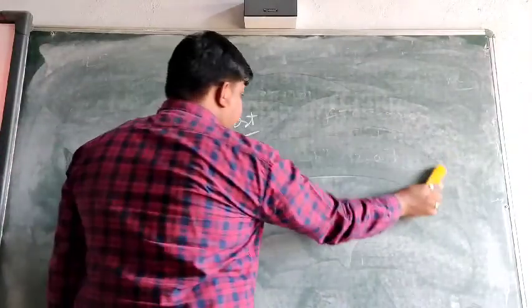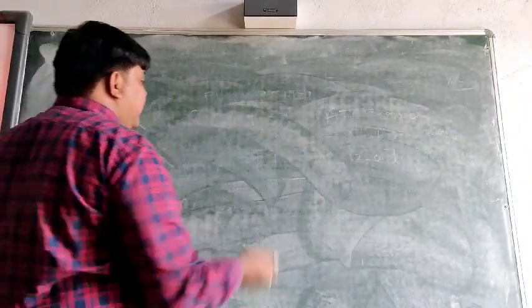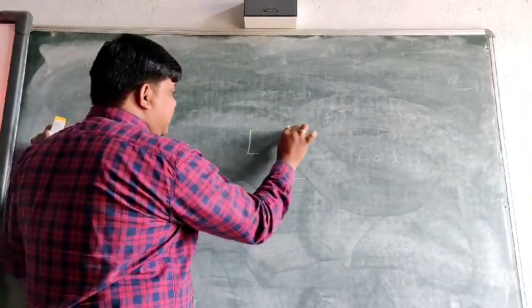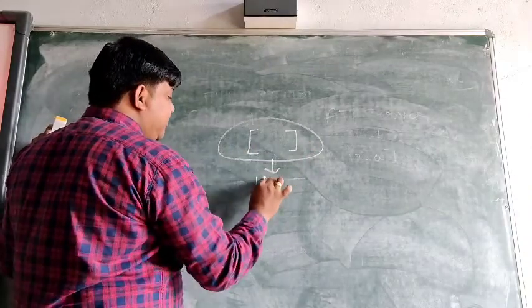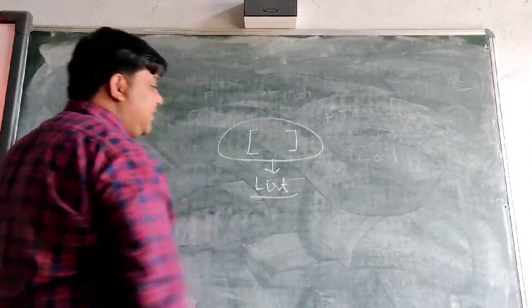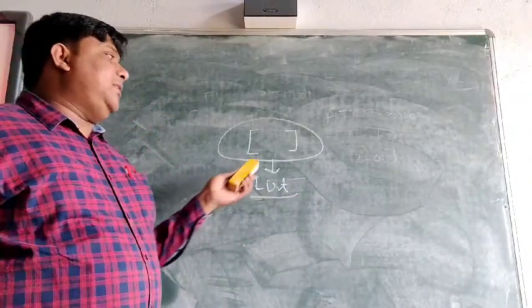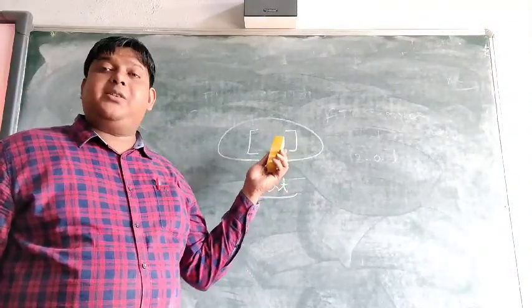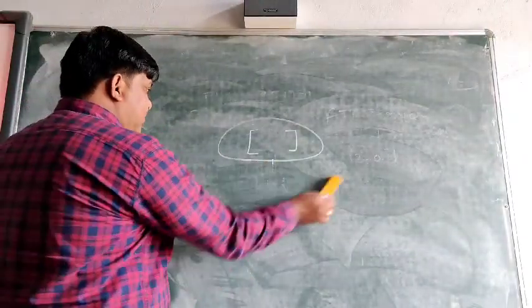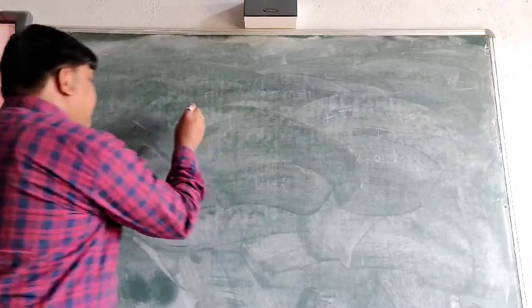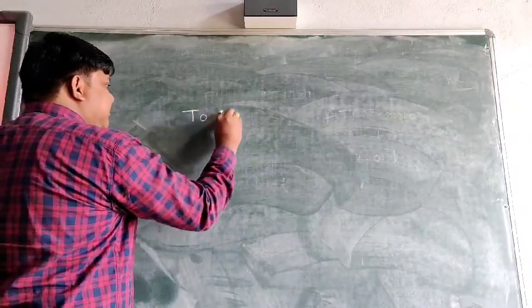First of all, if we are using the square bracket, what does it denote? It denotes the user wants to create a list. So always keep in mind that whenever the values are written under the square bracket, it will be treated as a list.